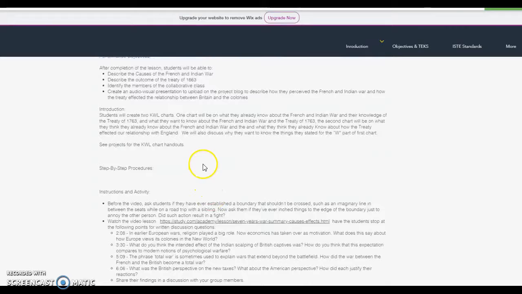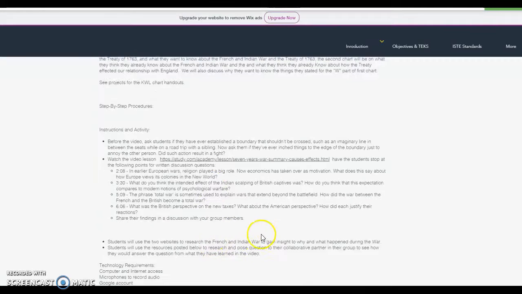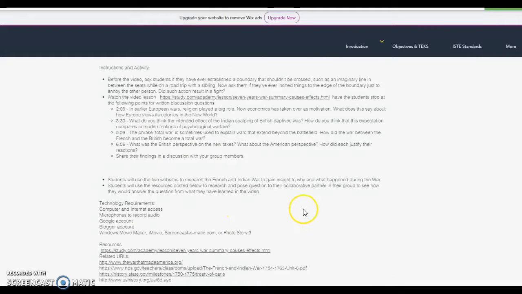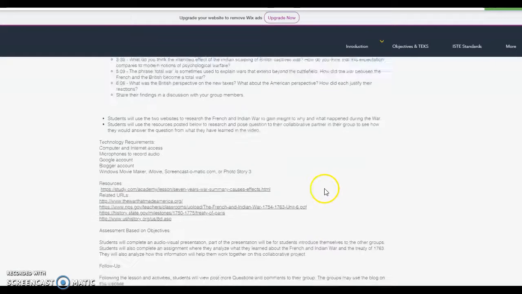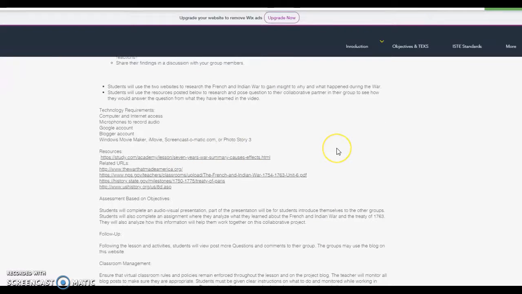And I supplied that. They'll also use some of the instruction activity I've listed here. They'll watch the video, and along the way, in this time sequence, they'll write down what their perspectives were. I've also listed more websites for them to follow. These are the technology requirements: computer and internet access, microphones to record audio, Google account, Blogger account, and Windows Movie Maker, iMovie, Screen-O-Matic, or Photo Story 3.